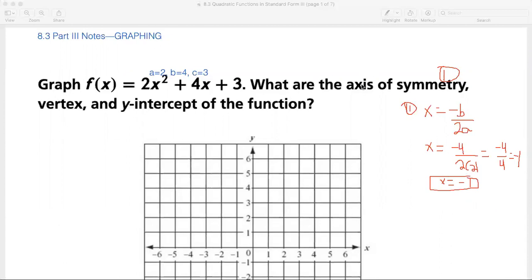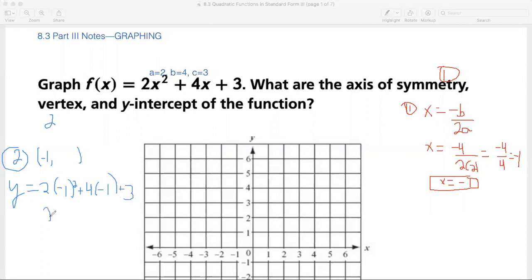Now let's find our vertex. I'm going to change colors. My vertex I'm going to call number 2. Your vertex is always going to be a coordinate pair. The x value is the x value of your line of symmetry, so it's going to be negative 1 comma something. To find the y value, remember you just plug it back in. So y equals 2 times negative 1 squared plus 4 times negative 1 plus 3.